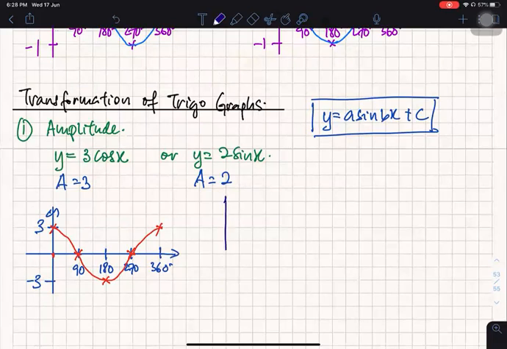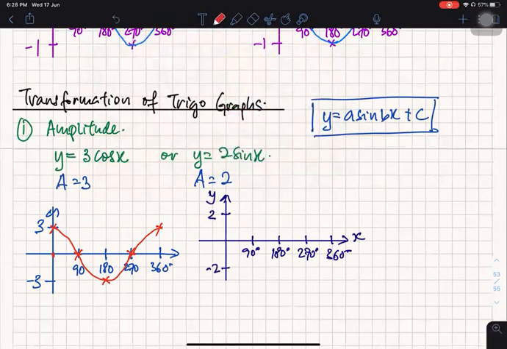Okay, so same thing here. Cut the graph into 4 equal parts at your x-axis. Generally that's how it is: 90, 180, 270, and 360. Now instead of putting 3, you put a 2. Then you remember how the shape of the sine graph looks like, right?